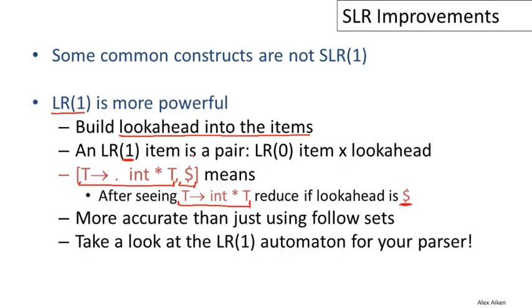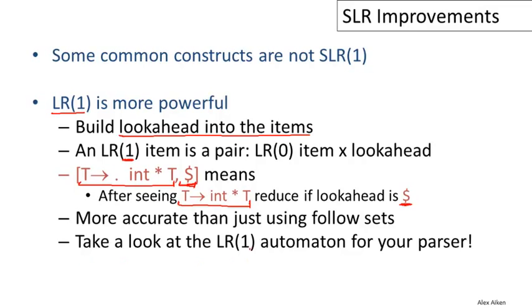And this turns out to be more accurate than just using follow sets. Recall that at the point where a reduction decision is made in SLR parsing, we just look at the entire follow set for the symbol on the left-hand side of the production. And this mechanism of encoding the look-ahead into the items allows us to track at a finer granularity which look-aheads are actually possible in particular production sequences.